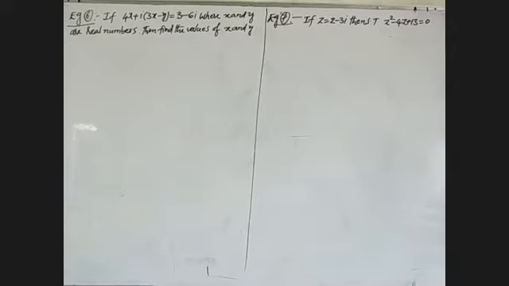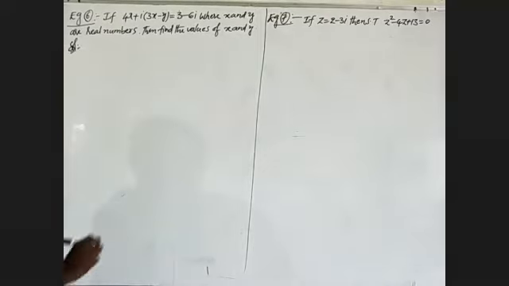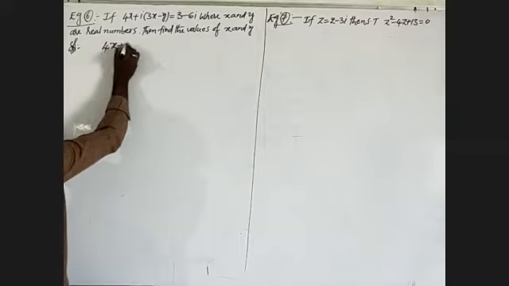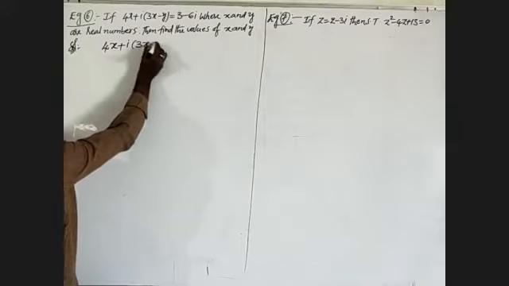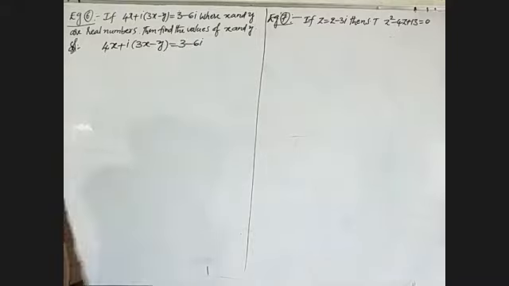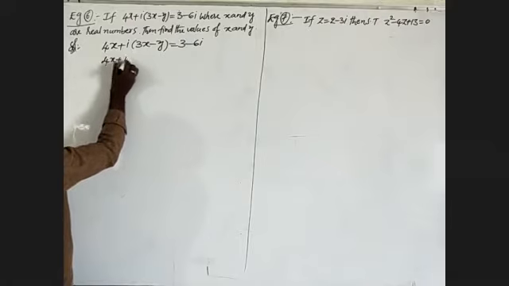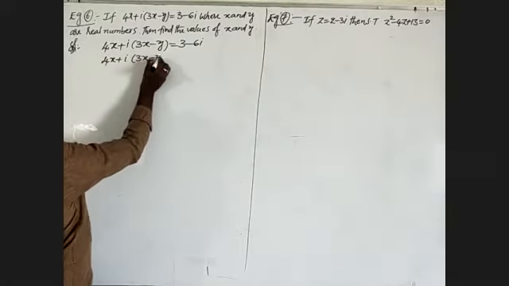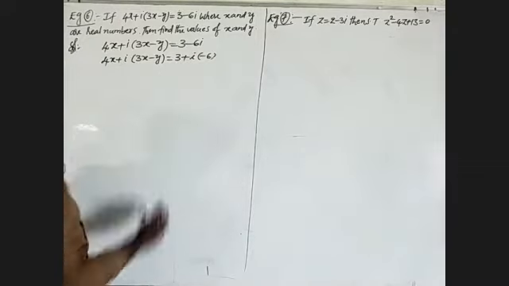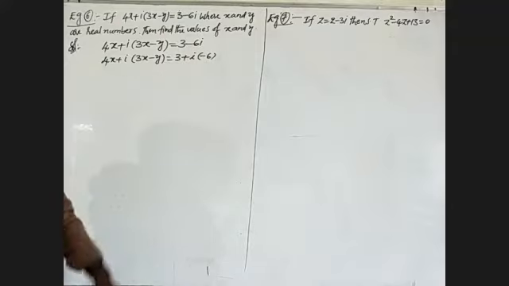Observe. What is the given complex number? Here the given complex number must be written as 4x plus i into (3x minus y) is equal to 3 minus 6i. We write this as 4x plus i into (3x minus y) is equal to 3 plus i into minus 6. We observe in this one, plus into minus is minus, 6 into i will become 6i.